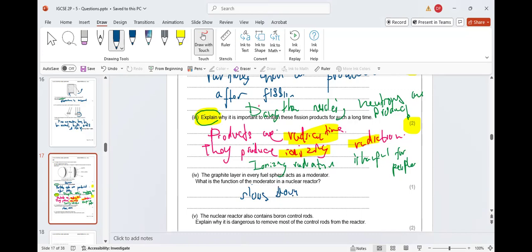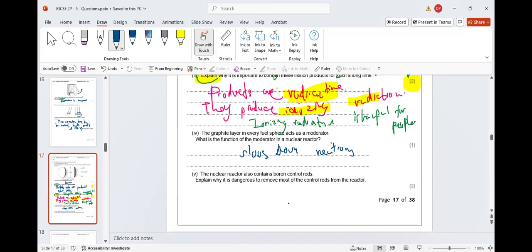Right? So the moderator slows down neutrons, right? Why do neutrons need to be slowed down? Because they need to be absorbed by uranium, so that uranium becomes more unstable by absorbing an extra neutron, so that there is a high chance for it to undergo fission faster, right?